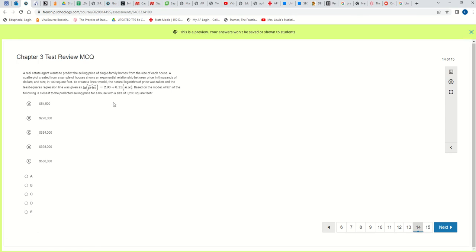Oh my gosh, grab your calculator. I'm not going to read this whole paragraph. You see that equation there? Based on that equation that does have a natural log in it, which of the following is closest to the predicted selling price for a house with a size of 3,200 square feet? Be careful. It says that size is in 100 square feet, so don't plug in 3,200. What are you going to plug in instead? How do you plug in 3,200 as hundreds? What do you think you would plug in?